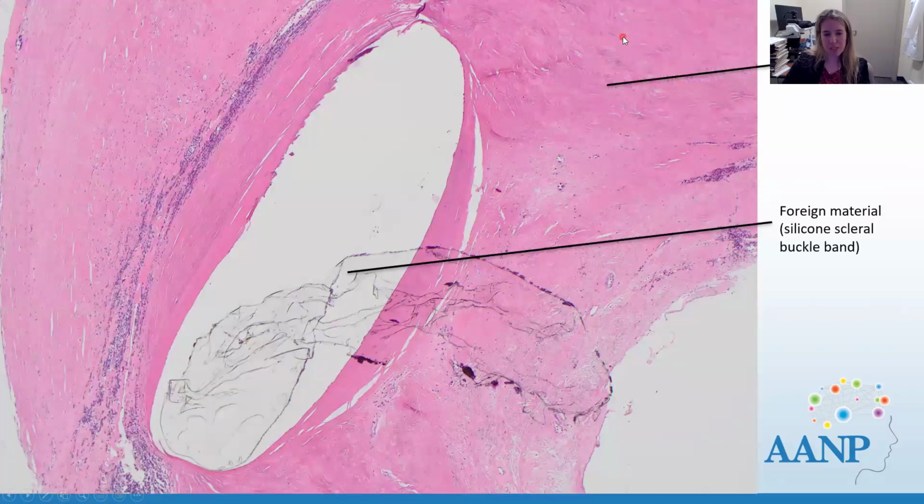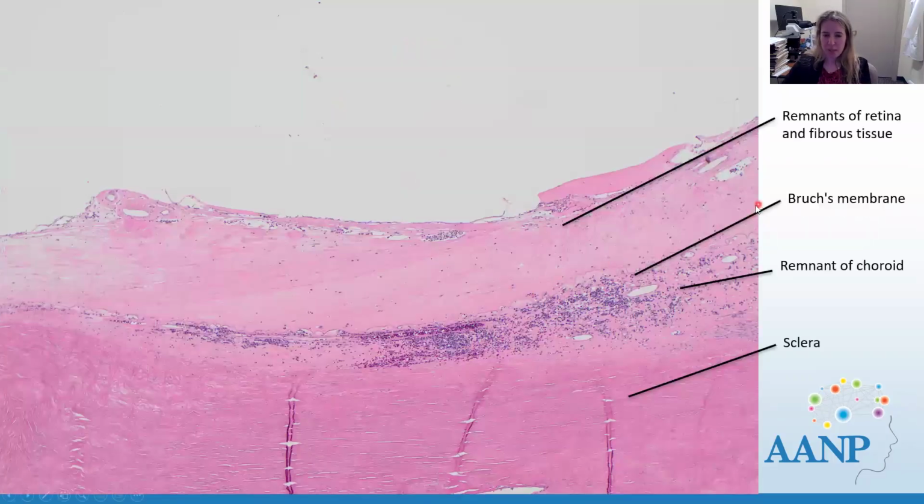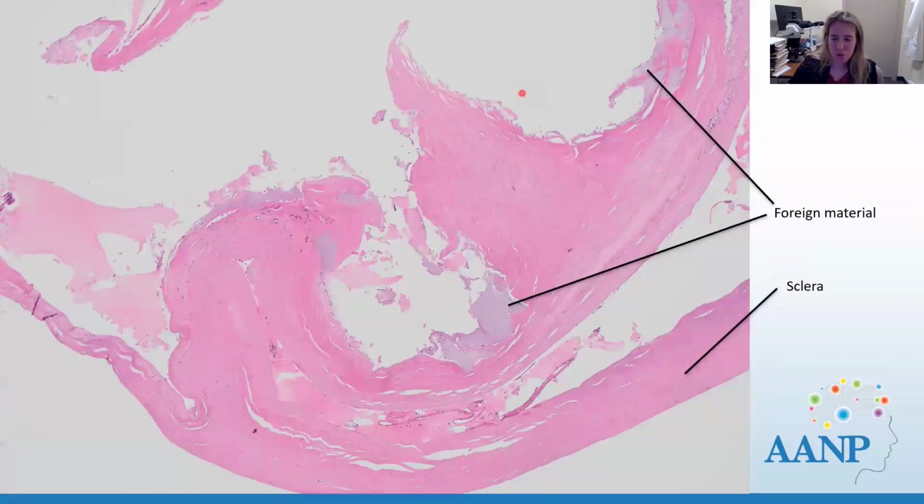As we look in other areas, we see sclera, and then we see this kind of oval here with some foreign material. This is actually what a silicone scleral buckle band looks like. We'll go through that in a second. And then in a few places, we see very residual little bits of retina, but mostly fibrous tissue, Bruch's membrane, a remnant of choroid, really not much at all, and you have sclera. So this is really a phthisical eye that's shrinking and lacks many of the normal structures.